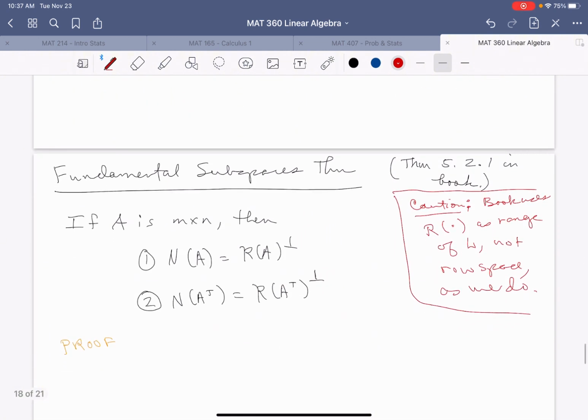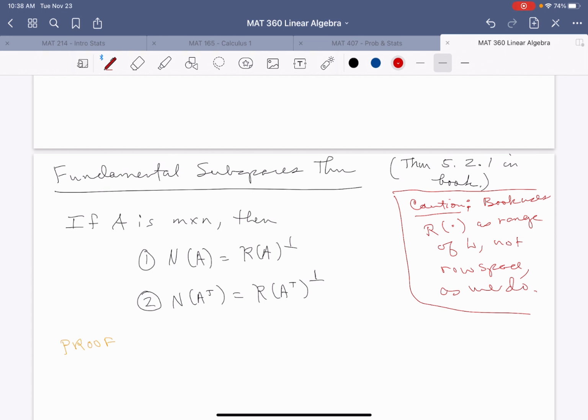And so I've got a start to it right here. This is theorem 5.2.1 in the textbook. Well, I'm looking at a slightly older edition, the 8th edition, but they're pretty close. The theorem has the title fundamental subspaces theorem, and I would be willing to bet that it's the same in the current edition. But I do want to make a caution here. The textbook uses the R notation, R of A, not the way we do. When I do R of A, I'm talking about the row space of A.